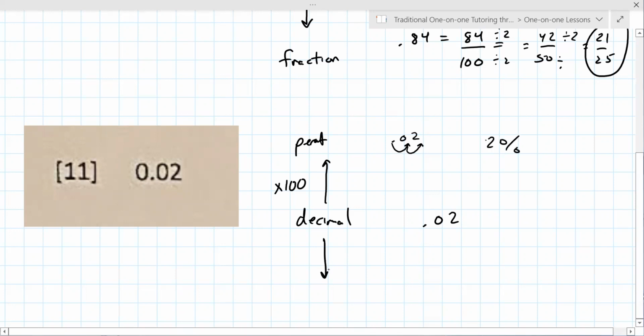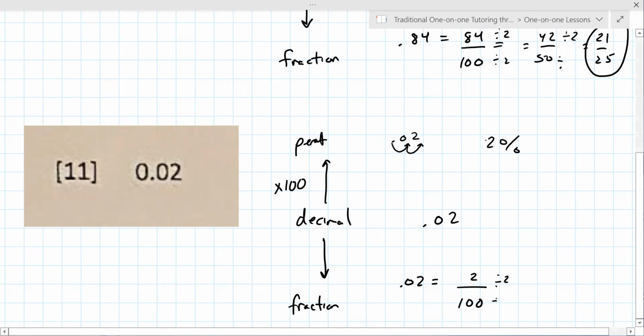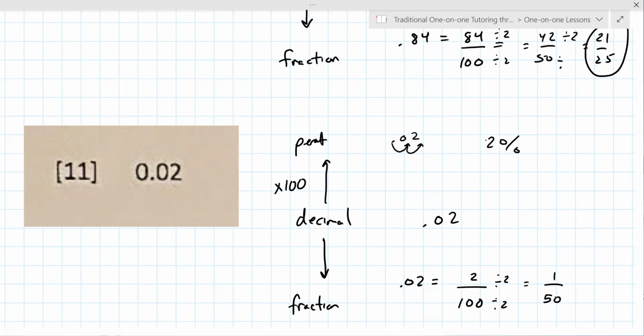Now the fraction we've already done. Just like the last one, you go 0.02 is 2 over 100, and then you can divide both of those by 2, so that gives you 1 out of 50.